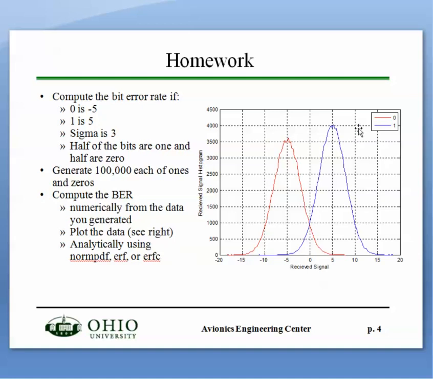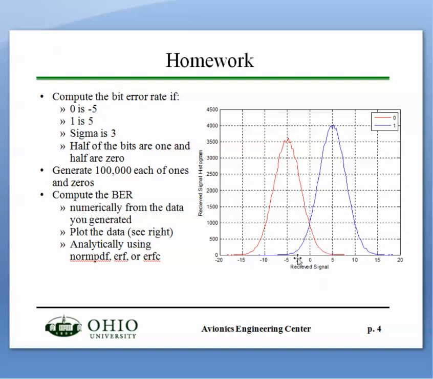So what I'd like you to do for homework is compute the bit error rate if a 0 is minus 5 and a 1 is plus 5 and the standard deviation is 3, and half the bits are 1s and half the bits are 0. So what you do is you generate 100,000 bits of each type, and then you can just see, for the zeros, how many of those bits turn out on the receiving end to be greater than 0, and divide that by the total number of 0 bits, that is the red ones. That'll give you the probability that a 0 was sent but a 1 was received.